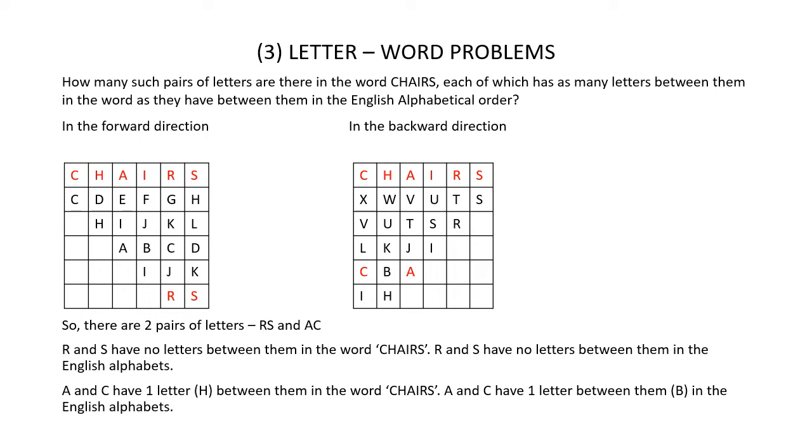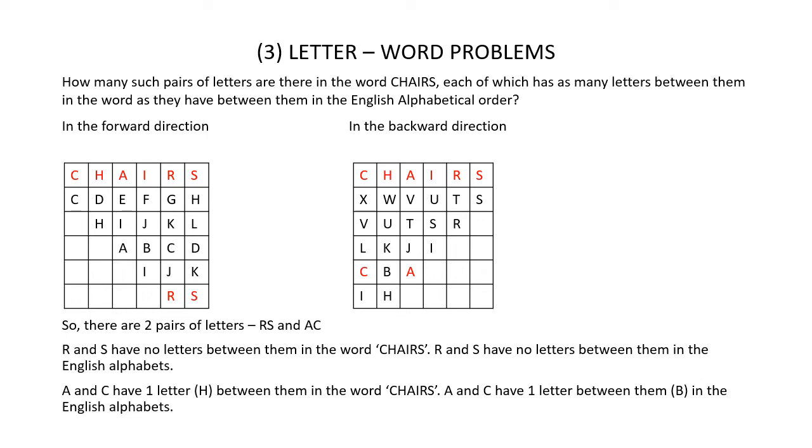Now consider the next letter I. Write I in the next row. Write the letters that come after I in the alphabetical order. So write I, J and K. Now compare these letters with the letters of the word CHAIRS. You'll see that J does not match with R, K does not match with S. So in this row also there is no answer pair.